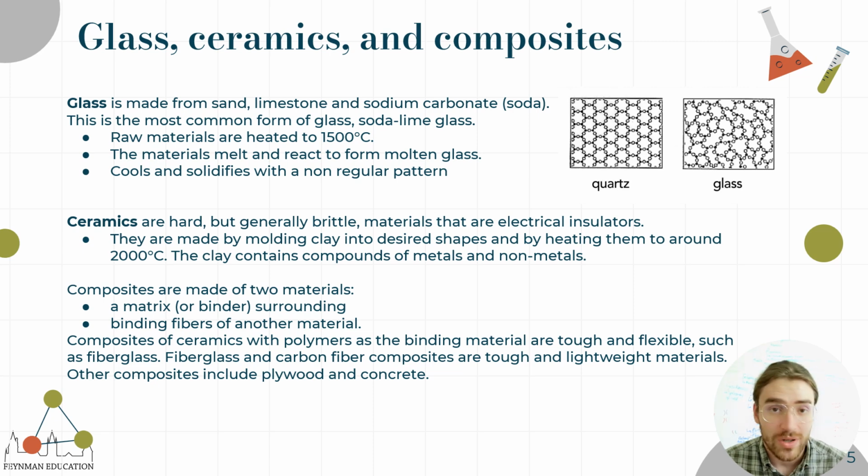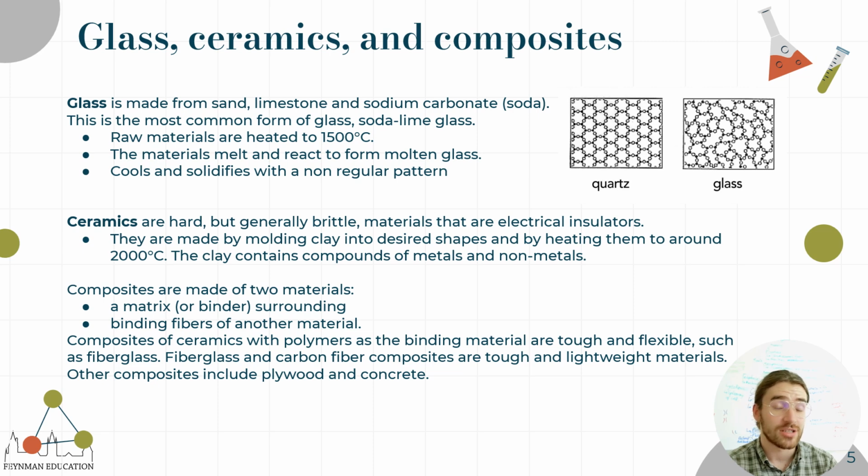So glass, we all know, it's that see-through, transparent, hard material that we use for our windows, for cutlery or crockery, you know, for your glasses to drink out of. Okay, but what is it made out of? What is glass? Okay, so glass is going to be made out of sand, limestone, and sodium carbonate or soda. Okay, this is the most common form of glass, this soda lime glass.